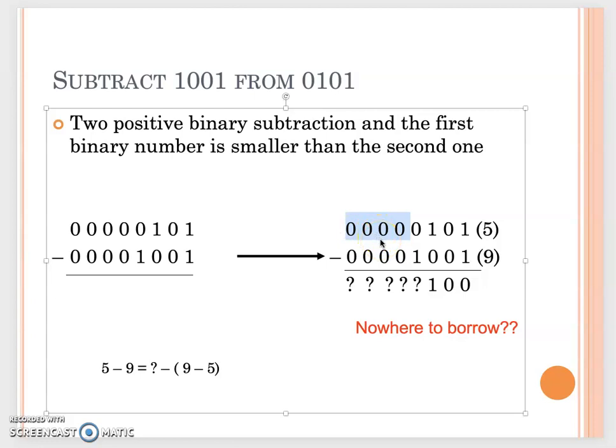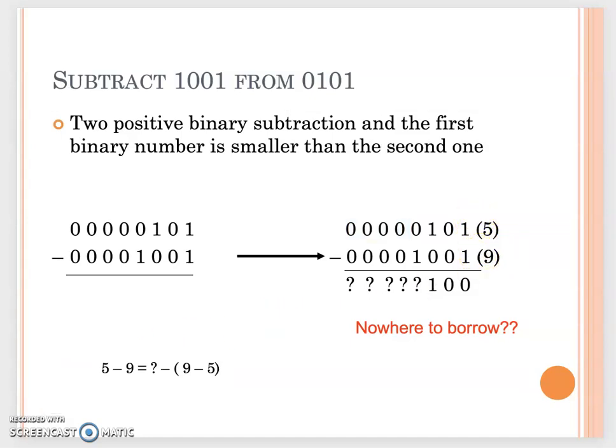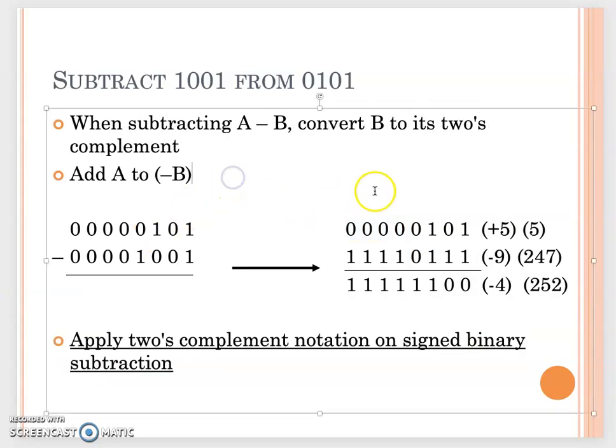do 5 minus 9. So that's why when you have a smaller number minus a bigger number, doing the direct subtraction doesn't work. So instead of doing 5 minus 9, it's actually equal to 5 plus negative 9. So you cannot do it this way. There's no way to do this, we don't know how to do the subtraction.